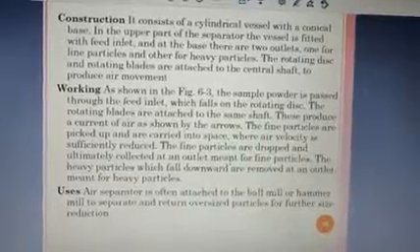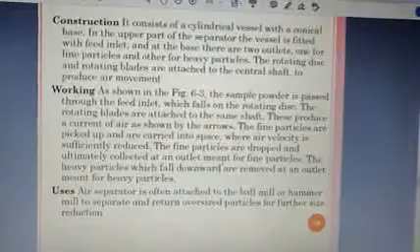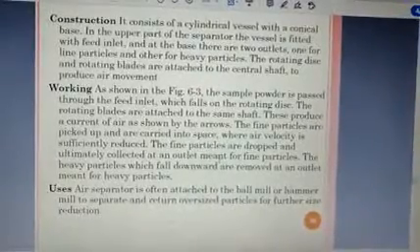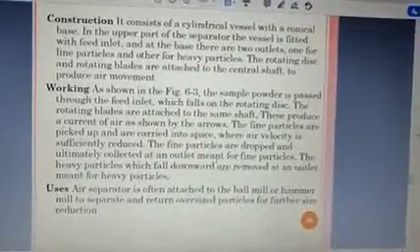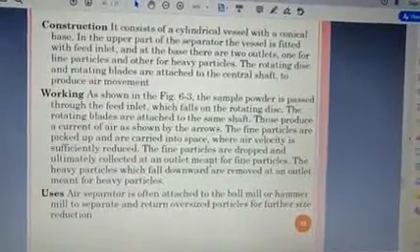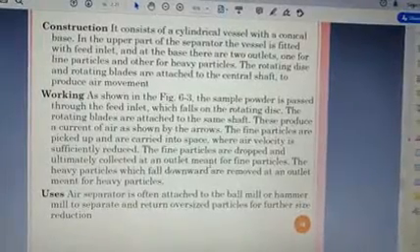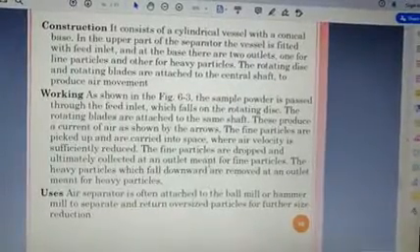Construction. It consists of a cylindrical vessel with a conical base. In the upper part of the separator, the vessel is fitted with a feed inlet, and at the base there are two outlets. One is for fine particles, one for heavy particles. So that is fine particles, not line particles. The rotating disc and rotating blades are attached to the central shaft to produce air movement.